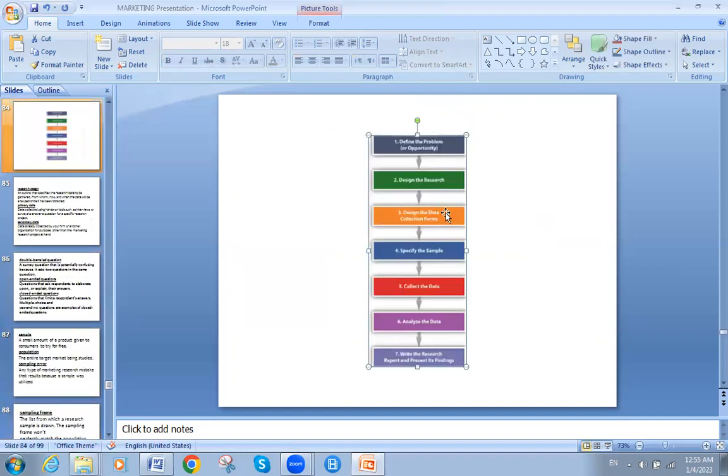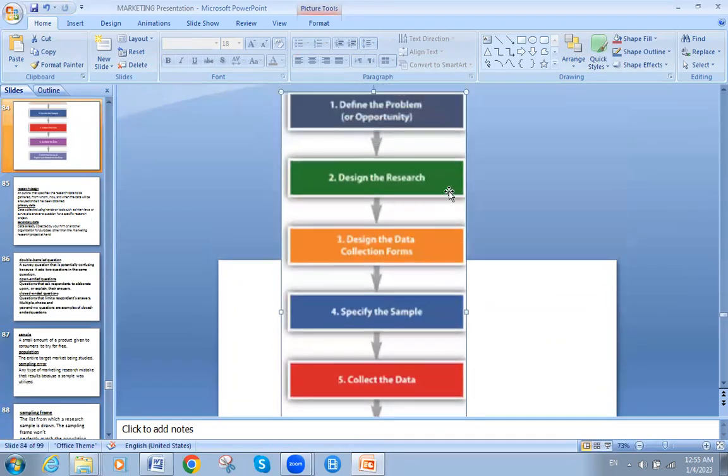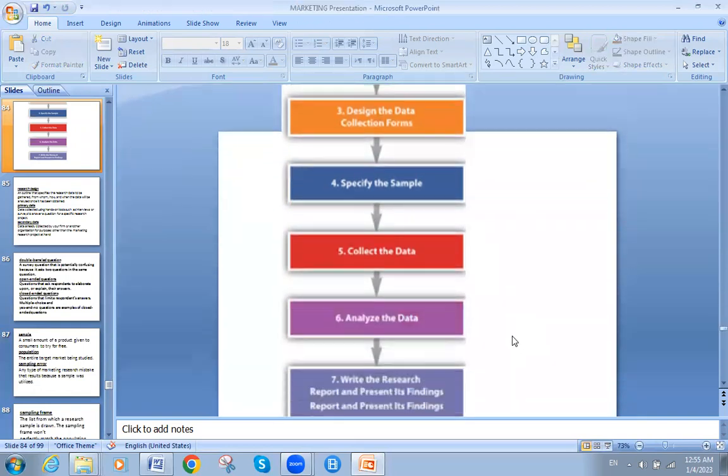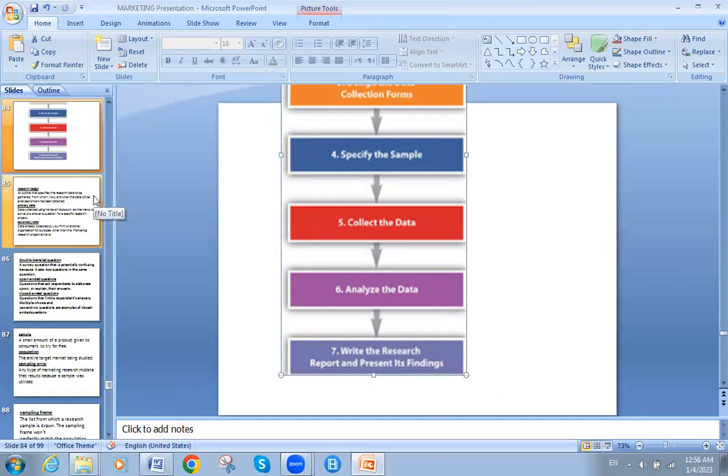Here we go again. I'm repeating it, as we said before. Marketing research: we start with defining the problem, then designing the research, then designing the data collection form, specifying the sample, collecting the data, and analyzing the data. Then we write our report regarding our findings. What did we find about the product and so on?